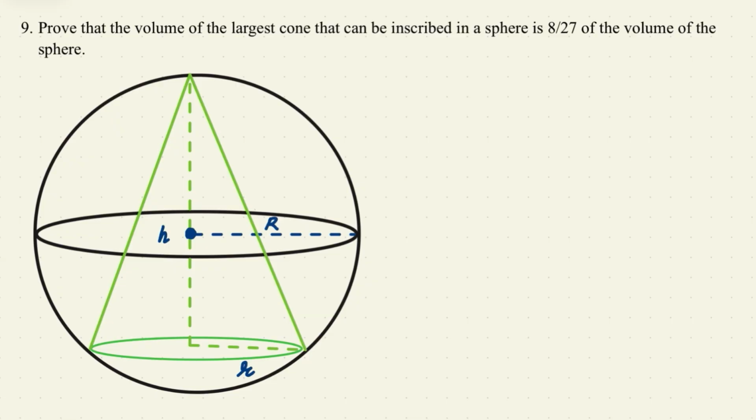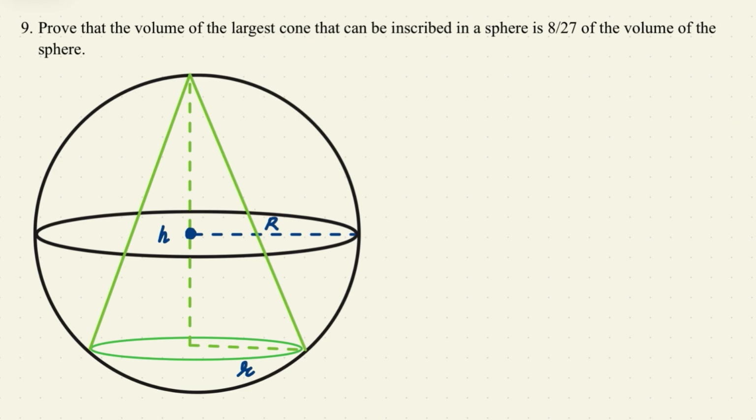So here's a sphere whose radius I have considered as capital letter R, and inside this sphere I have adjusted a cone of largest volume. I have assumed the height of the cone to be h and the radius of the cone to be small letter r. So here I have to maximize the volume of the cone because it is saying the volume of the largest cone.